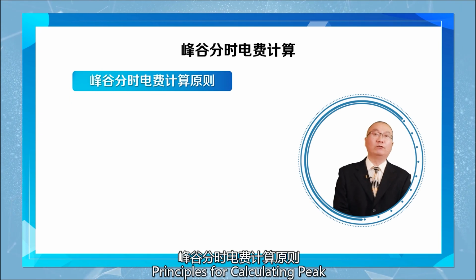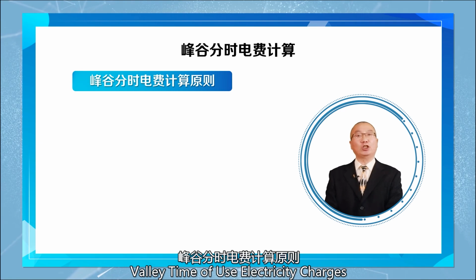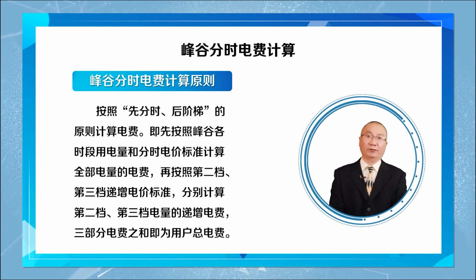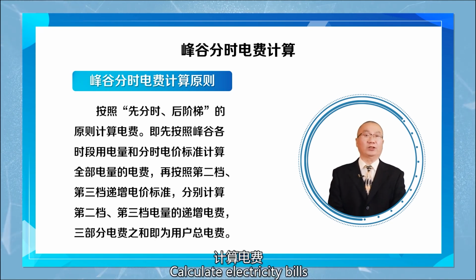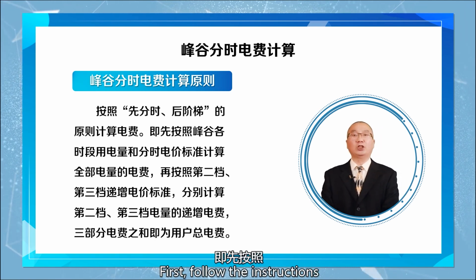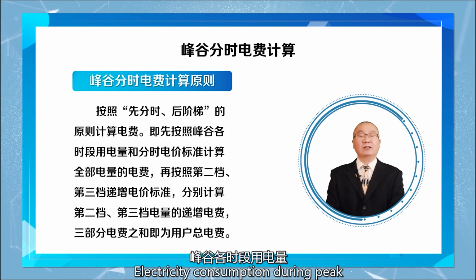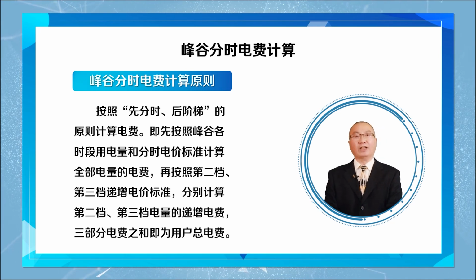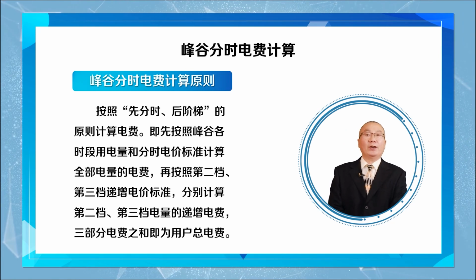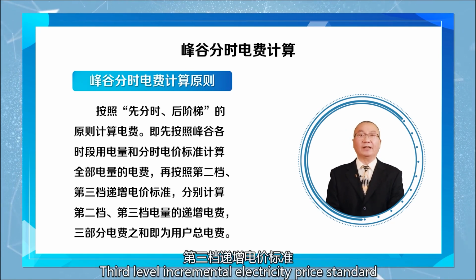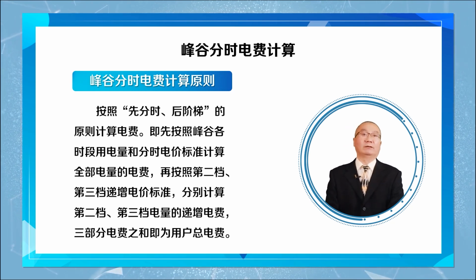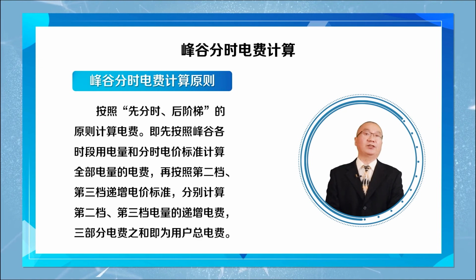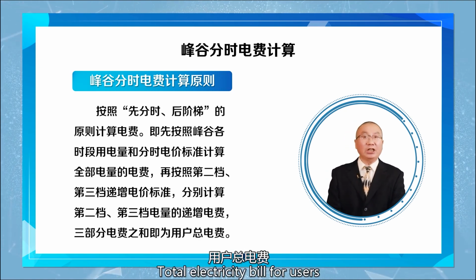Part 7. Principles for calculating peak valley time of use electricity charges. Calculate the electricity bill according to the principle of time sharing first, then the tiered increment. First, follow the electricity consumption during peak and valley periods and the time of use electricity price standards to calculate the electricity bill for all electricity consumption. Then follow the second tier and third tier incremental electricity price standards to calculate separately the second tier and third tier incremental electricity bills. The three parts of the electricity bill are summed to give the total electricity bill for users.